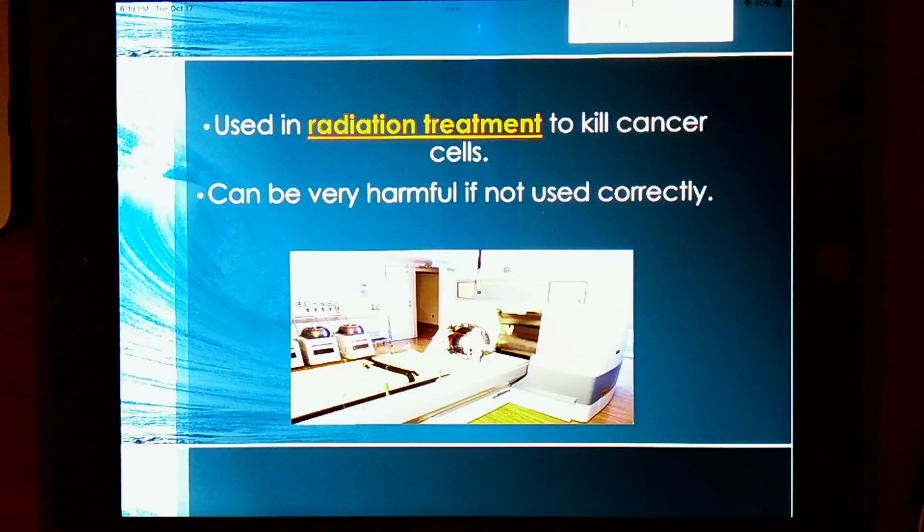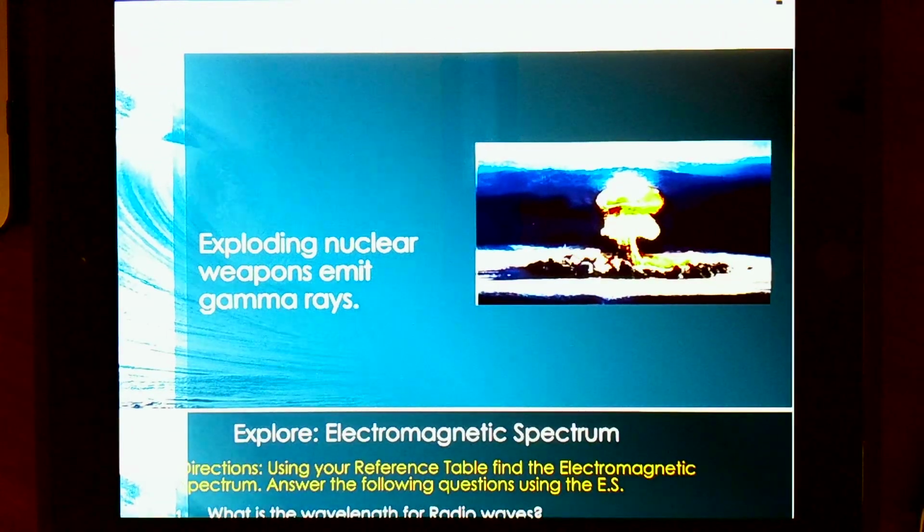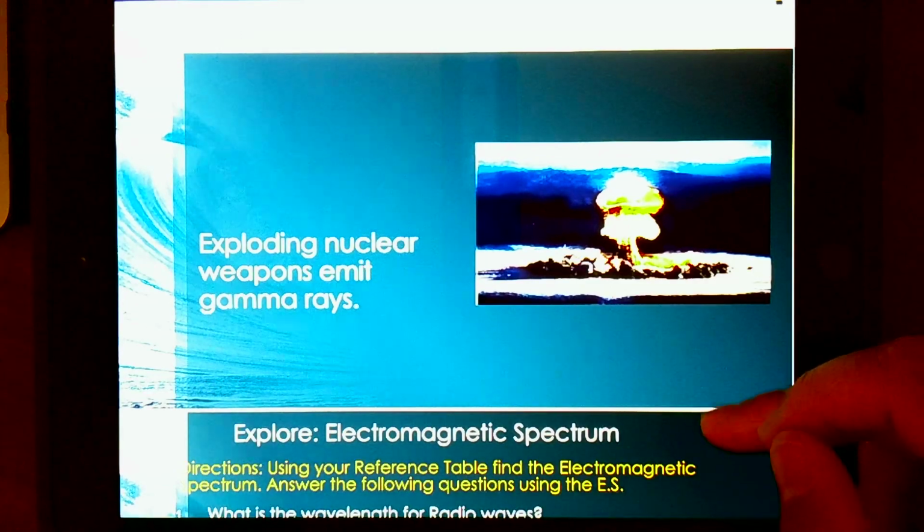So this here would be a machine that you would use to help kill cancer cells. Again, it is very harmful to use. And gamma rays also come from nuclear reactions. If we were to have a nuclear attack here, it would be very dangerous for us because of those gamma rays coming out of the nuclear cells. All right.